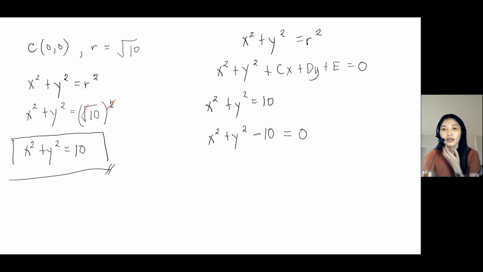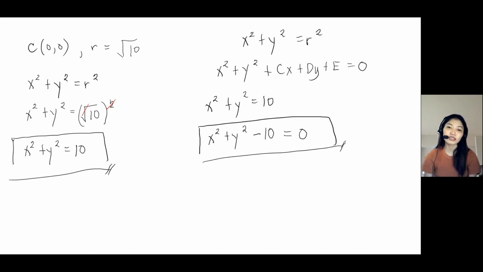Okay? So now, the general form of the equation of the circle is x squared plus y squared minus 10 is equal to 0. Okay? So this is the standard form and this is the general form. Okay. So now, another example.